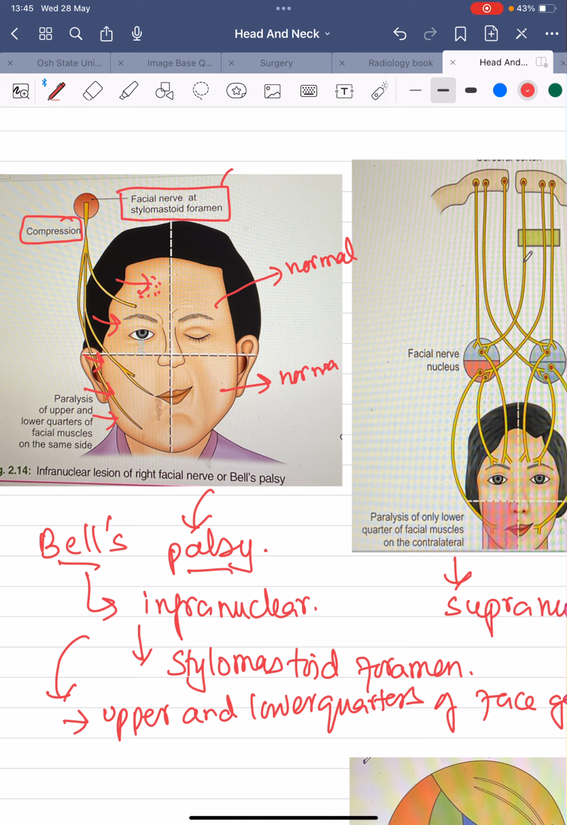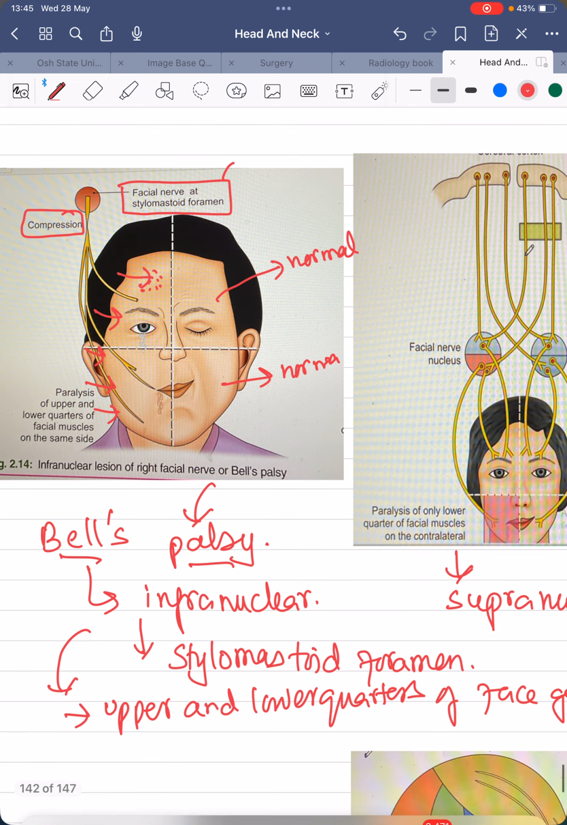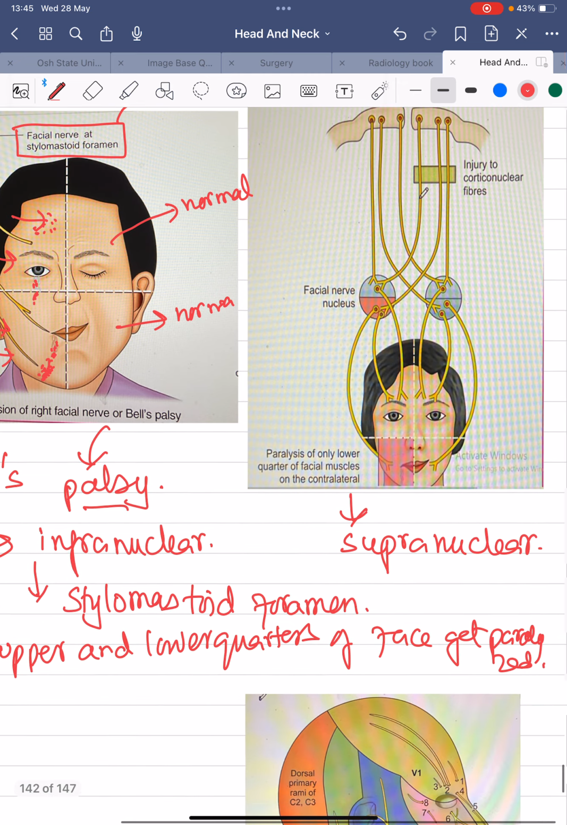So the patient cannot close the eyes, you must pad the eye, because it can lead to keratitis in the patient. When the patient tries to smile, it draws the mouth to the normal side, and there will be tear flow, and there will be saliva flow also. Okay, so there will be tear flow and saliva flow from the angle of the mouth on the same side. So this is on the same side. Okay, so this is known as Bell's palsy or Bell's paralysis.